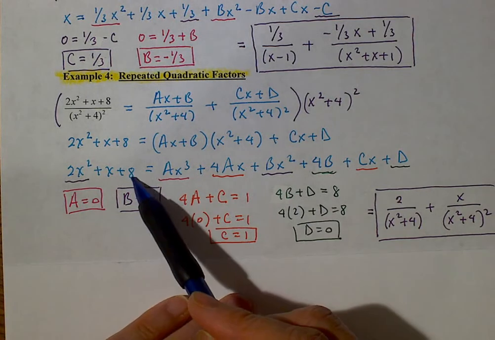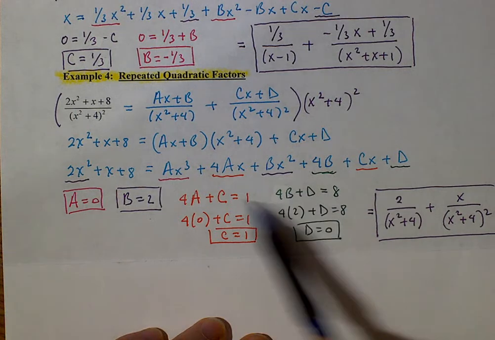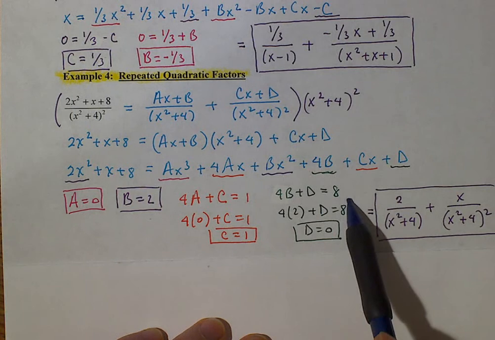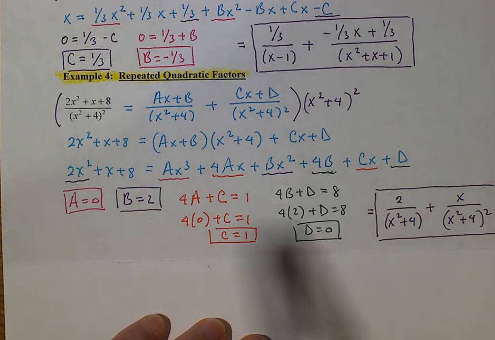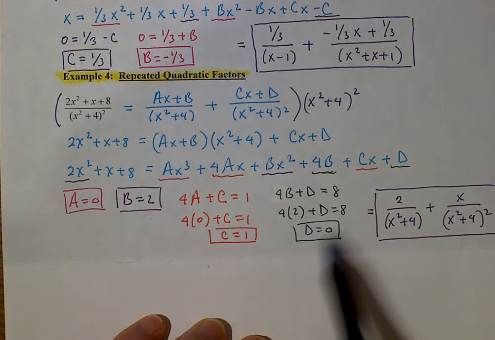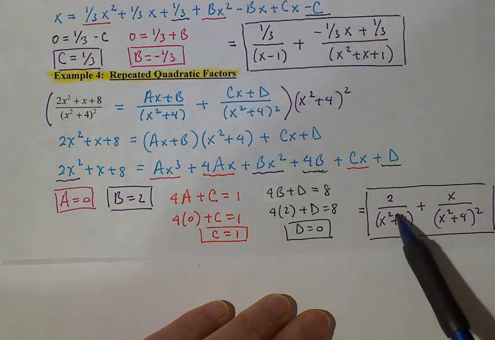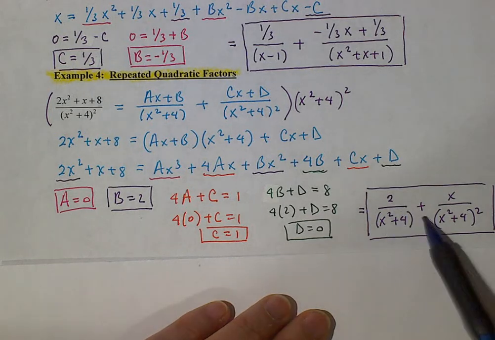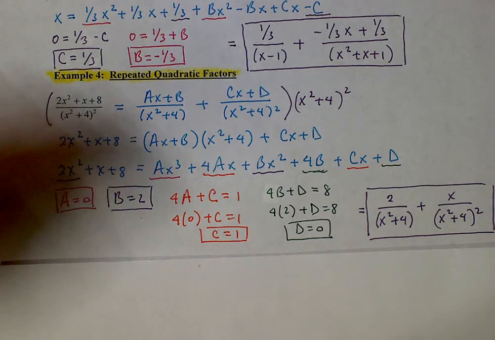Okay, so the next thing is the constant. So I have 8, and then it's 4b plus d is equal to 8. And since b is equal to 2, then it's going to be 8 plus d is equal to 8, so d is equal to 0. Okay, so then my answer when I substitute everything in is 2 over x squared plus 4 plus x over x squared plus 4 squared.